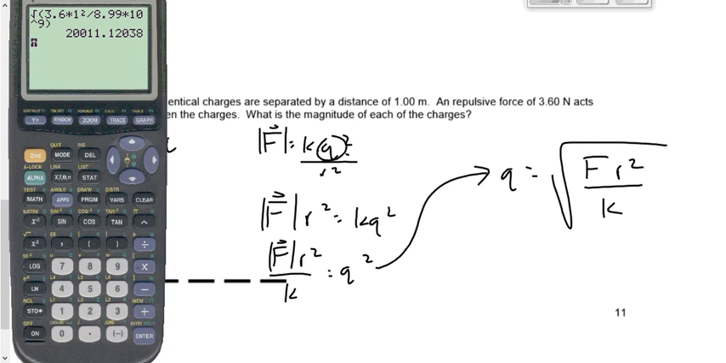Now watch if I do it the other way. Square root of 3.6 times 1 squared divided by 8.99 EE9 and that bracket. Now I get 2.00 times 10 to the negative 5. So 2.00 times 10 to the 4 versus 2.00 times 10 to the negative 5, which is the correct answer.